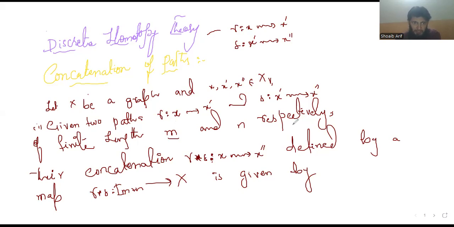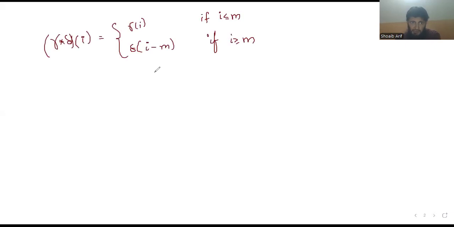the length of sigma is n respectively. Their concatenation, if we concatenate both paths, starting from x and ending at x double prime, is defined by a map. This map is given by this equation, gamma concatenation sigma. If we substitute i less than or equal to m, we will get this part. If we substitute i greater than or equal to m, we will get this path.